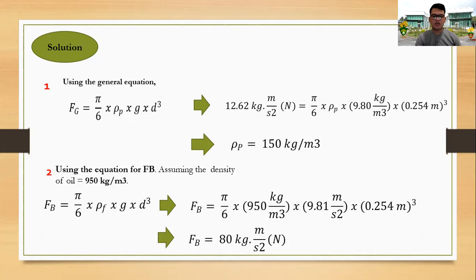So that's how easy and basic it is to compute the force of gravity, or gravitational force, with respect to the density of the material or the food product that you applied.